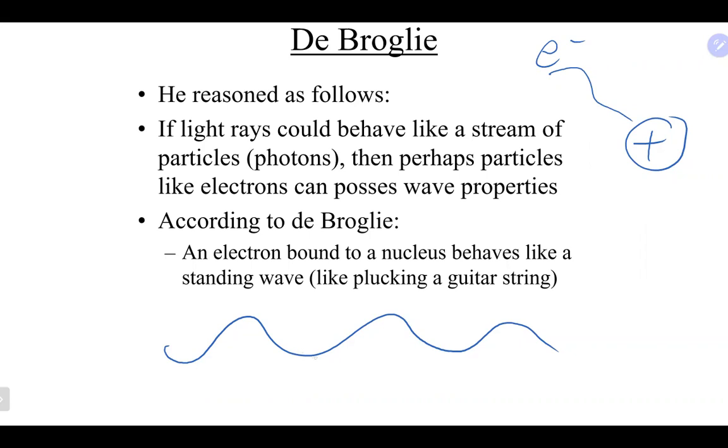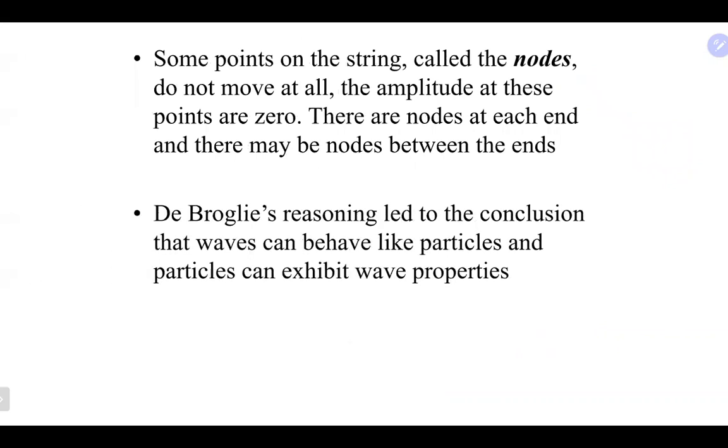There's also in a wave places where there's no amplitude, and those are what he referred to as nodes. And those are sort of places where it gets really kind of close to the nucleus. So some points along the string were called nodes. They do not have any amplitude. These nodes at each end, and there may be nodes in the beginning, in the middle as well, between the ends, again, like if your string was on the guitar there.